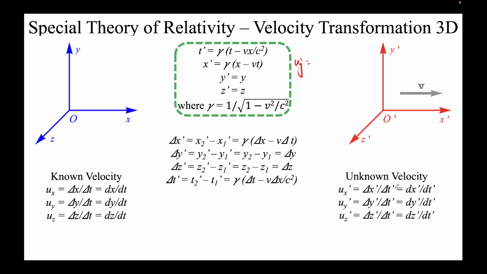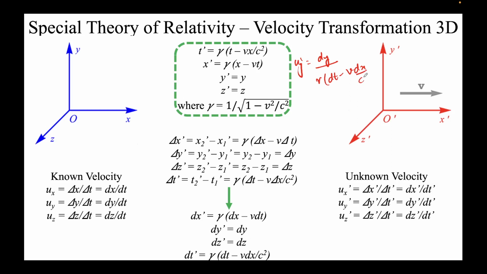Okay, it's dy prime over dt prime. Again the differential components will come, so it's not a big deal. So it will be dy divided by dt, which is nothing but gamma (dt minus v dx over c squared). I'm using this formula for dt and putting it here. So you take dt common, take it up, and it becomes dy by dt divided by gamma (1 minus v over c squared dx by dt).